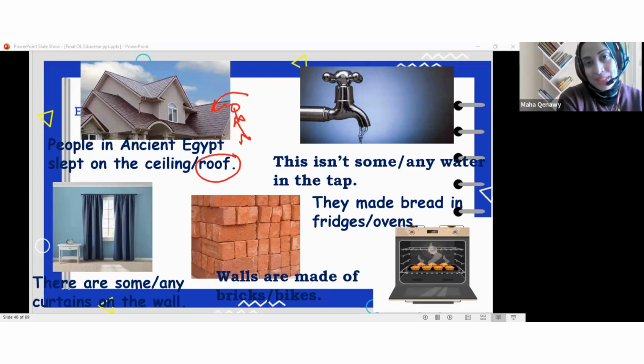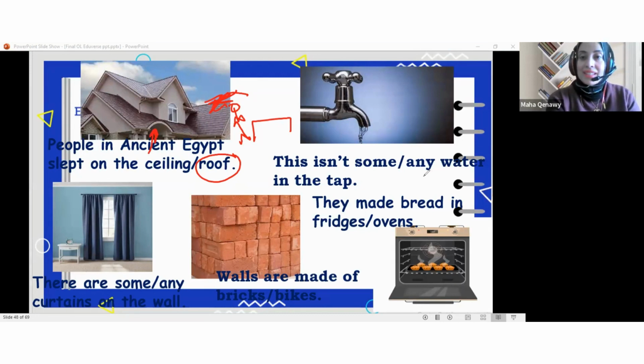Of course, this roof cannot be slept on. It was like this. What about the ceiling? The ceiling is from inside. This is a ceiling from inside. You cannot sleep on a ceiling. No.